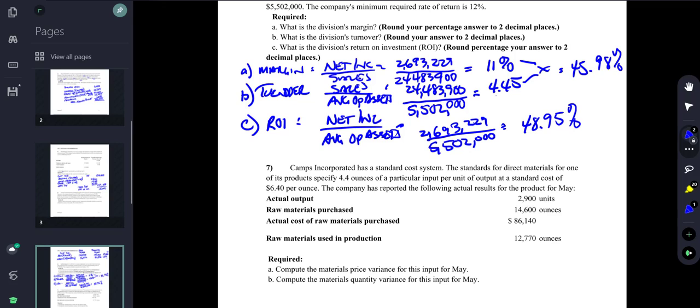But we could do it one of two ways. We can multiply the margin times the turnover, or we can divide net income by average assets.